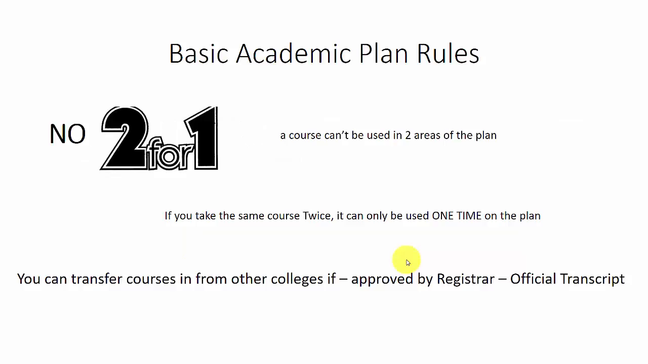Also, some more basics about this plan. No 2-for-1. That is, a course can't be used in 2 areas of the plan. And if you take the same course twice, it can only be used 1 time on the plan. Now, you can transfer courses in from other colleges if approved by our registrar when she's given an official transcript. And then she'll tell you what is going to be taken in, what is going to be qualifying as approved, and also what they come in as.